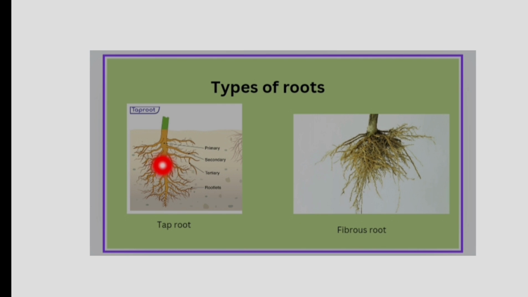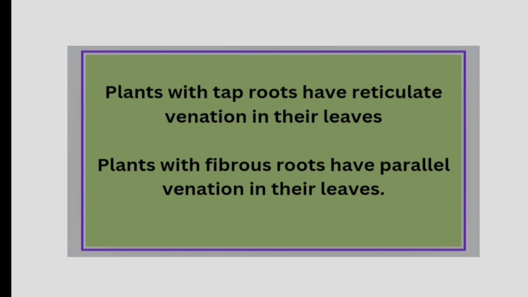The main root is called the taproot and the side smaller roots are called lateral roots. And this one is the fibrous roots. All these roots look similar in the fibrous root, and these two are the types of roots. Plants with taproots have reticulate venation in their leaves and plants with fibrous roots have parallel venation in their leaves. These two points are a 1 mark question.